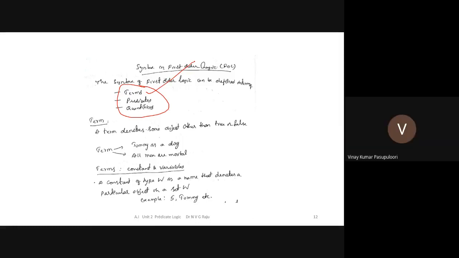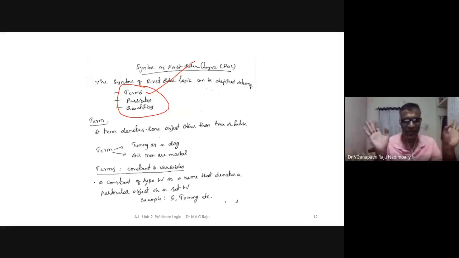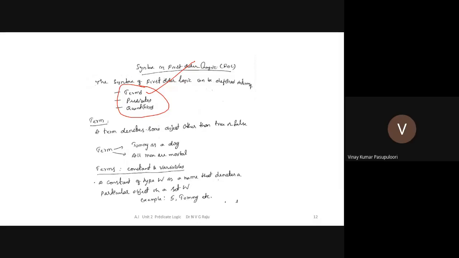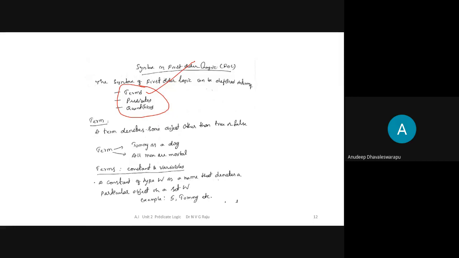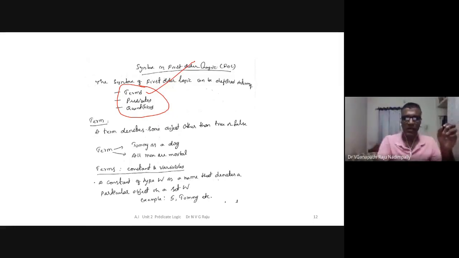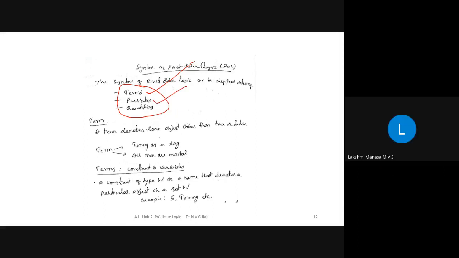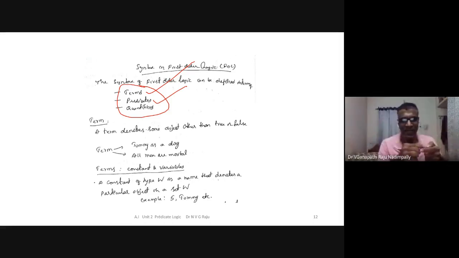A term is nothing but an object, nothing other than true or false. Very good. And what are the different forms of terms? Constants and variables, and the third one is function. Now what is a predicate? A predicate is always true or false. Very good. A predicate is like a function which always returns true or false. Is it okay?